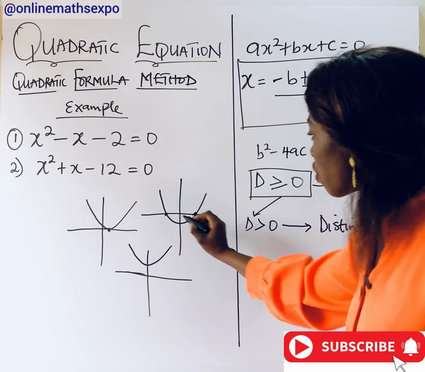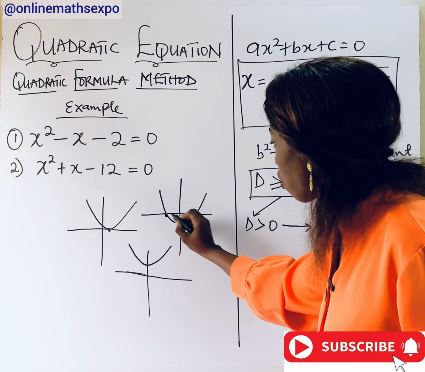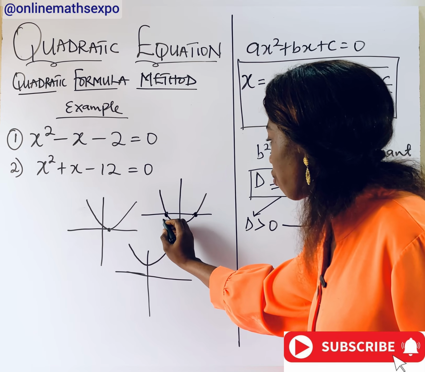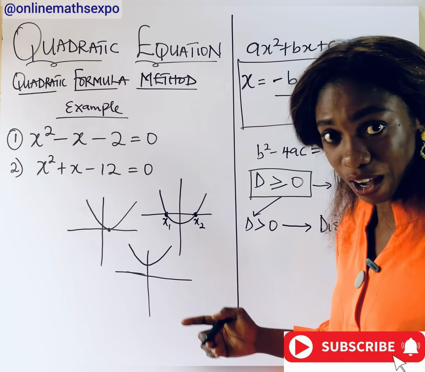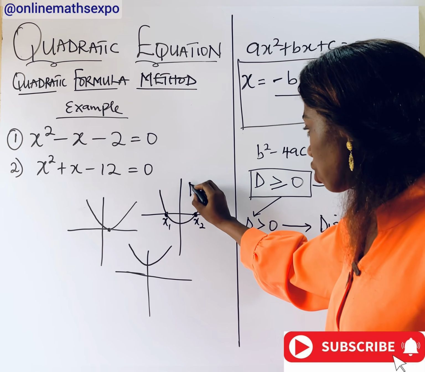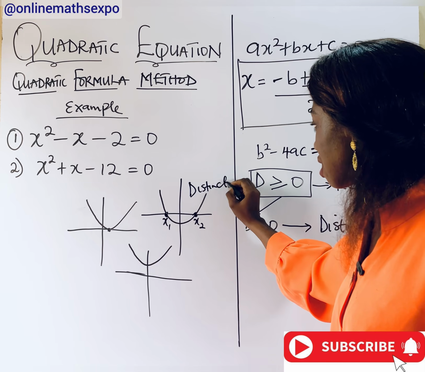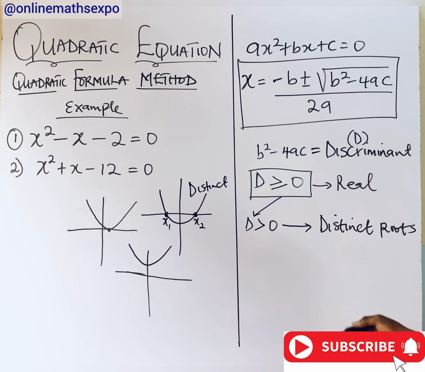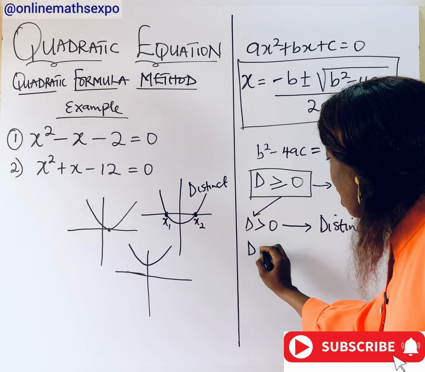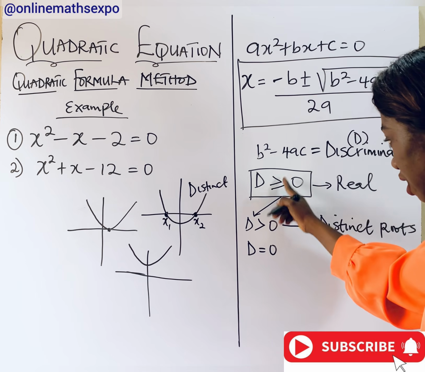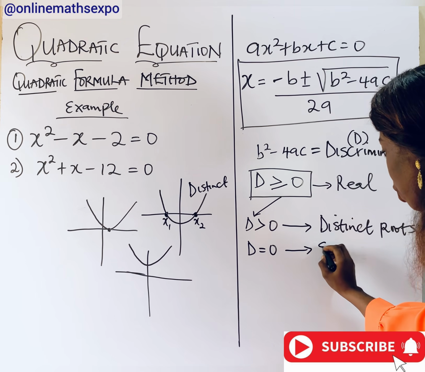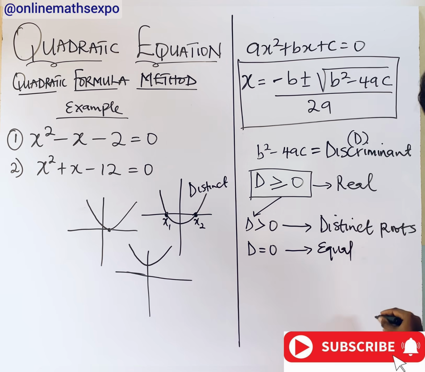So in that case, when you have two different values, this is the curve you are going to get, because the value of x you have here is different from the value of x you have at this point. I hope this is clear. We say this one is giving us a distinct root. Now, you can also say when this D is equal to 0, we say it is giving us equal roots, or you say it is the same root.